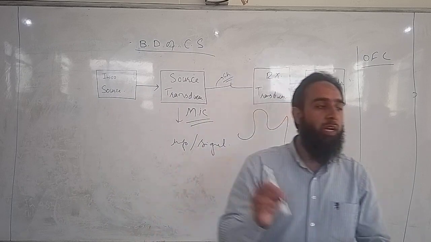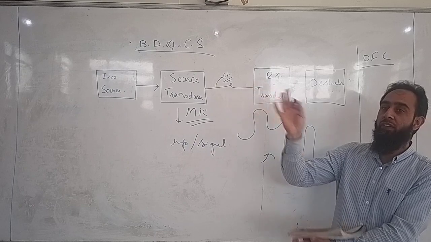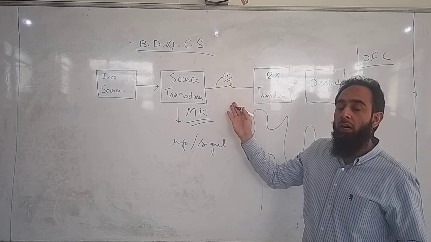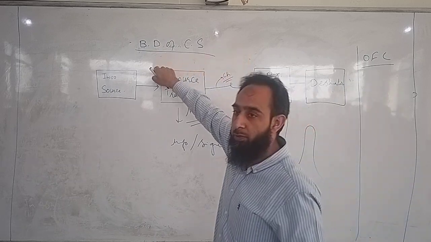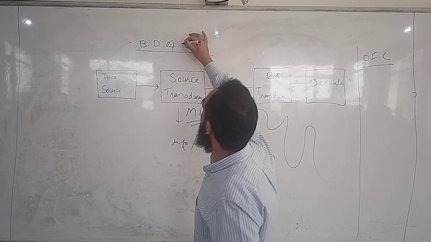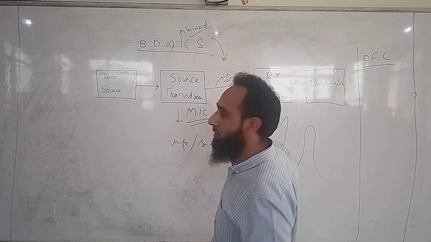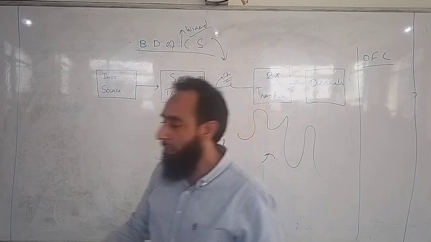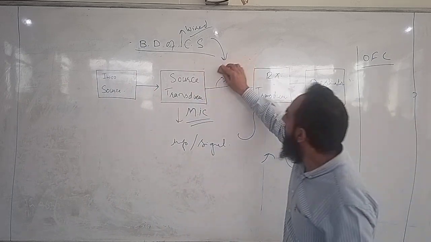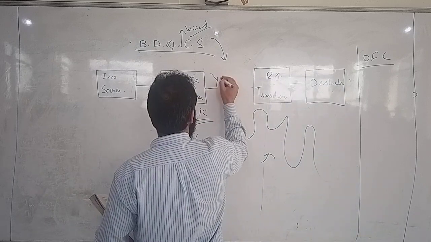Now, very important point. Eyes on board, please. Eyes on board means eyes on board, even if you're writing something. Now, depending upon this channel, our communication can be of two types. So, the question might come like this: describe the block diagram of a wired communication system. Then it has to be this. Now for wired, the channel has to be like this. Now if I say, discuss the block diagram of a wireless communication system.